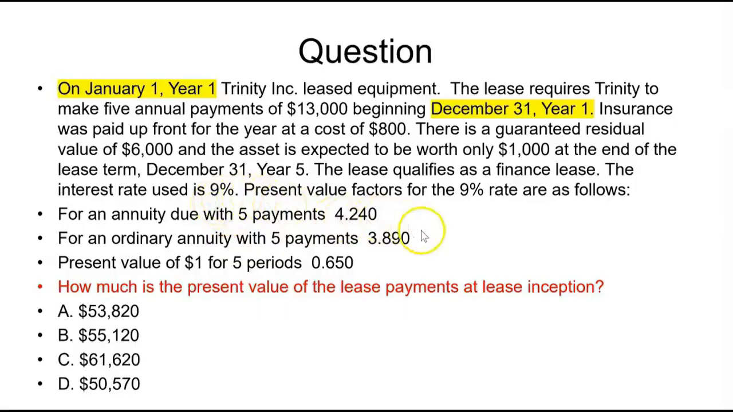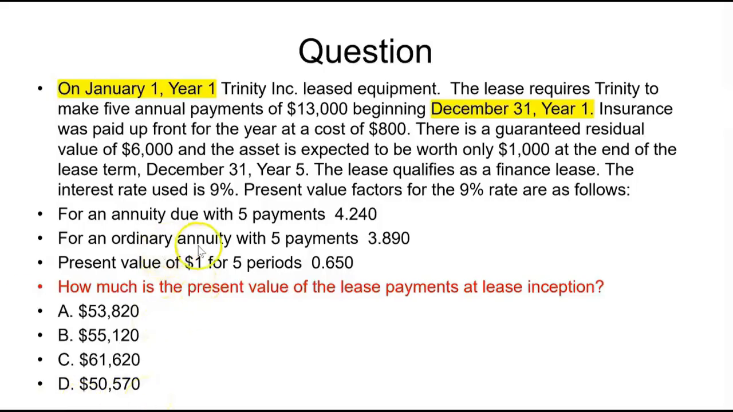They give us the present value factors. First, we'll take a look at the 3.89 and multiply that by the lease payments of $13,000 because this is an annuity. This is 5 payments. Annuity means same payment every time. There's going to be 5 of those. So multiply 3.89 times 13,000. And if there was no guaranteed residual, the answer would be letter D, 50,570.